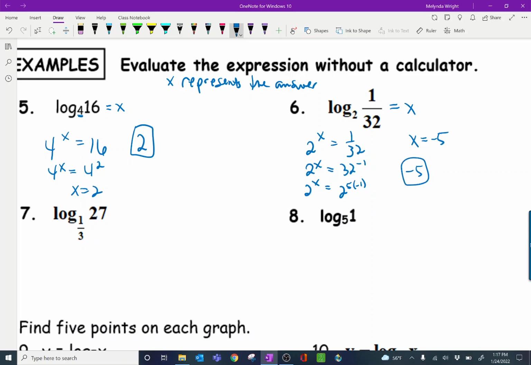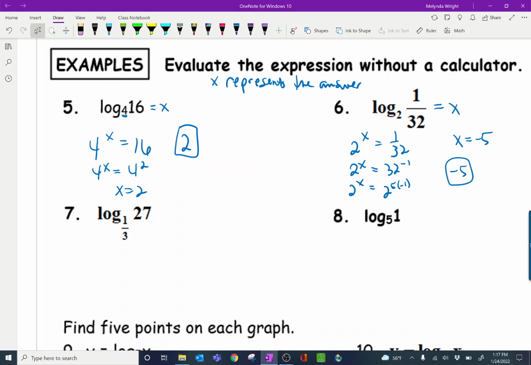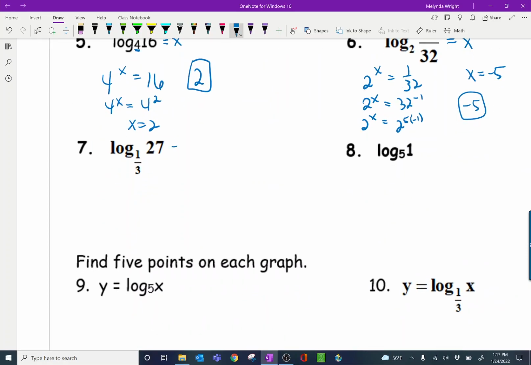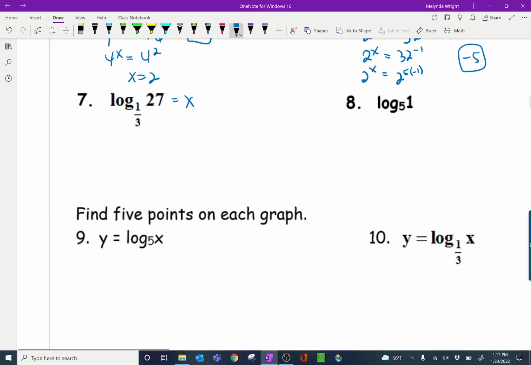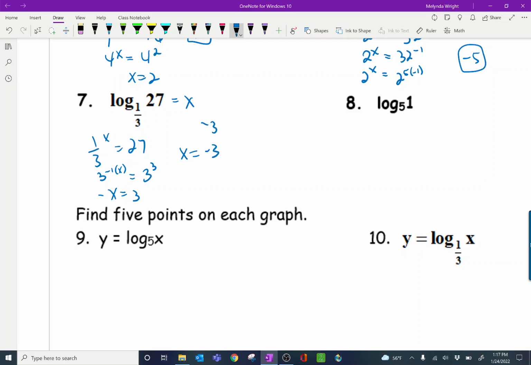Okay, great. Let's keep moving along. I have a few more of these to practice. So again, let's do our little technique where we set it equal to x. So (1/3) to the x equals 27. I really would like that 1/3 to bring that 3 up into the numerator, so I'm going to rewrite it as 3 to the -1, times x. 27, we probably remember that as 3 cubed. So I have -x equals 3, or x is -3. So my answer is -3.